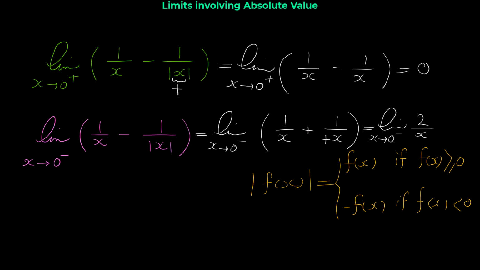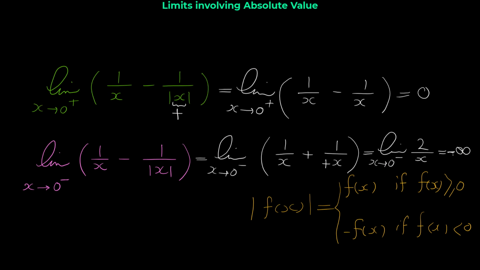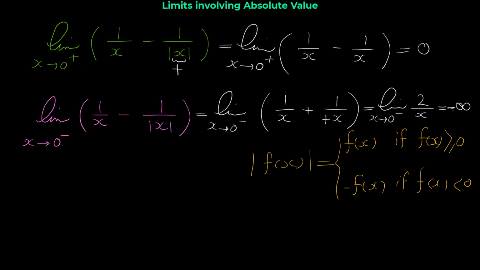Any number in the numerator over something that approaches 0 is infinity. But it can be positive infinity or negative infinity. Which one happens in this case? The number in the numerator is 2, it's positive. x in the denominator approaches 0 from the left, so x is a negative number close to 0. Top is positive, bottom is negative, so the limit is negative infinity.